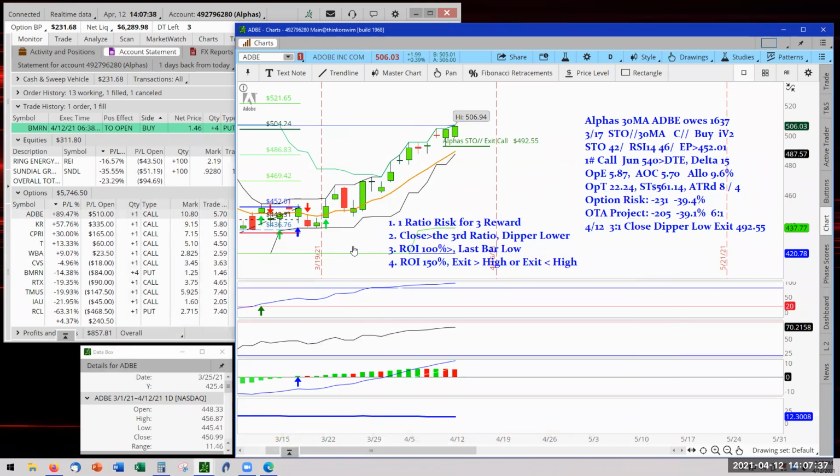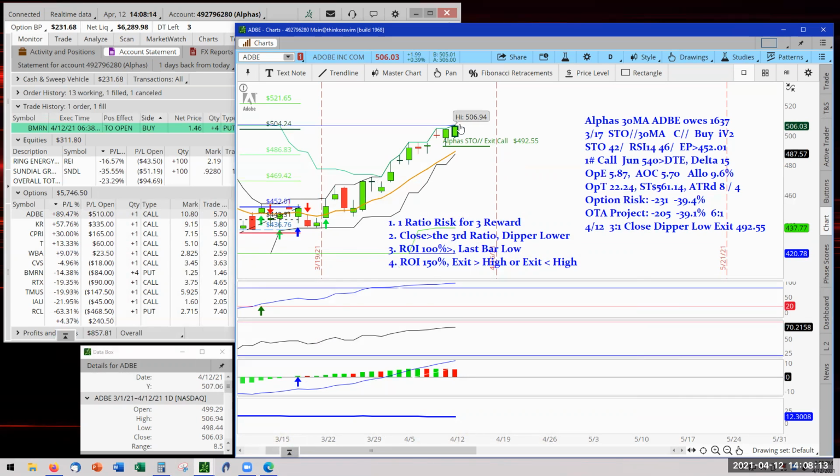We can go to ROI 100, where the last bar low, the low of the preceding day, becomes the exit until such time that we exit the trade. Also note that if this was by chance to take off at 150%, then we would be looking at an exit high, exit high low. What that means is this: on rule number 4 of the exits, I reach 150 here on the close, and then I have to make a decision.